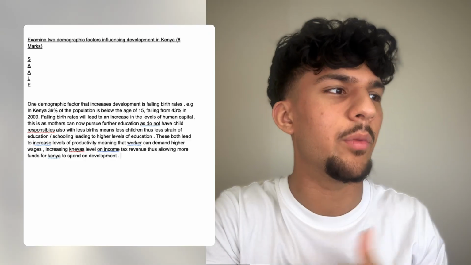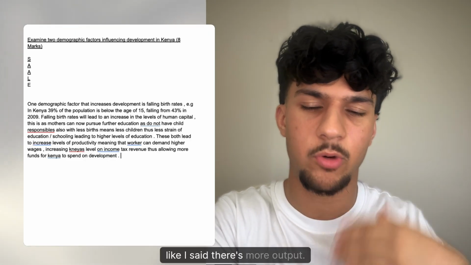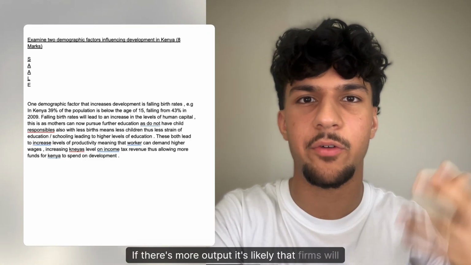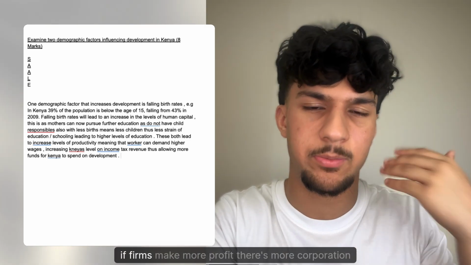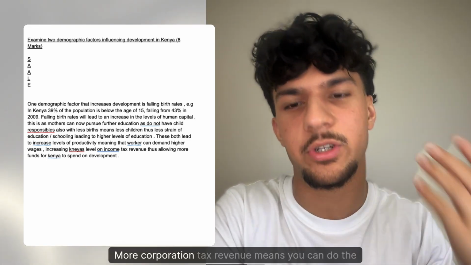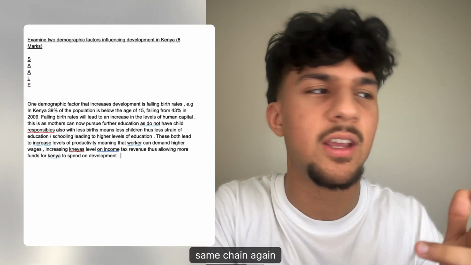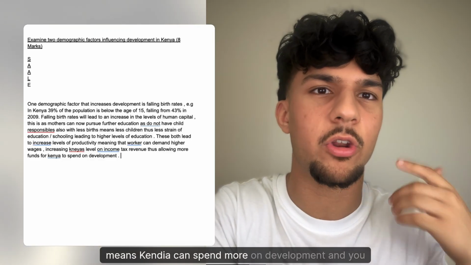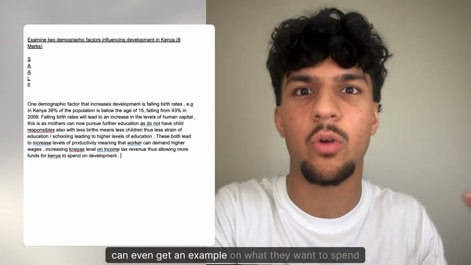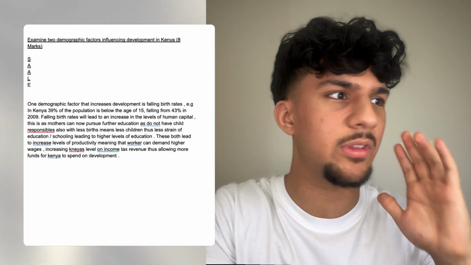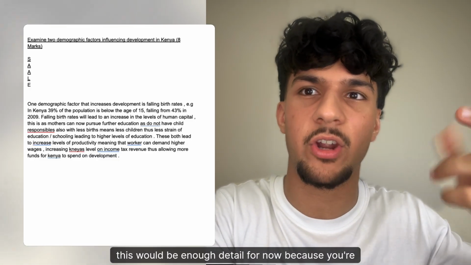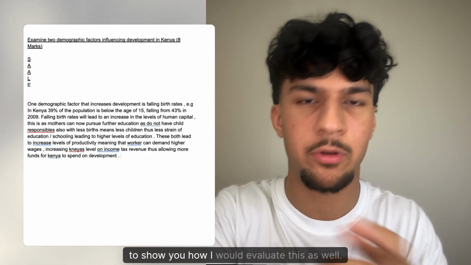You can say that with more productive workers, like I said, there's more output. If there's more output, it's likely that firms will make more profit. If firms make more profit, there's more corporation tax revenue. More corporation tax revenue means you can do the same chain again. Means Kenya can spend more on development, and you can even give an example on what they want to spend on. But this would be enough detail for now, because you're going to write 2 of these paragraphs, and I want to show you how I would evaluate this as well.